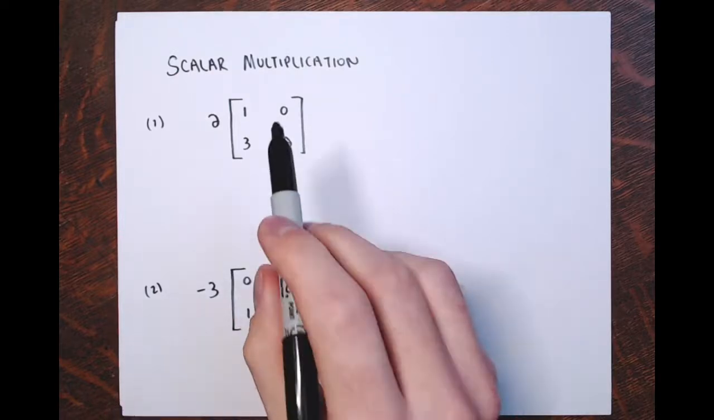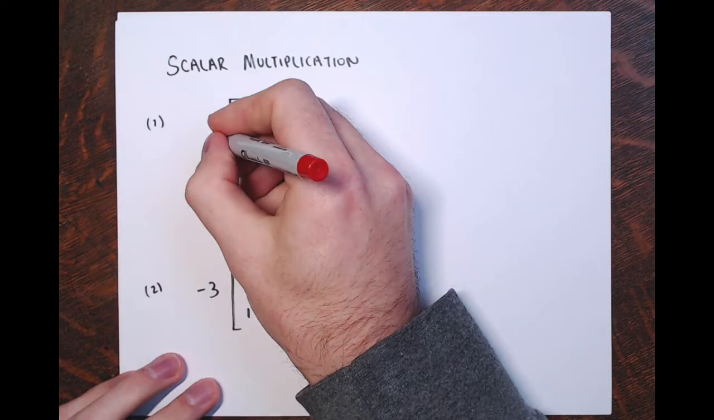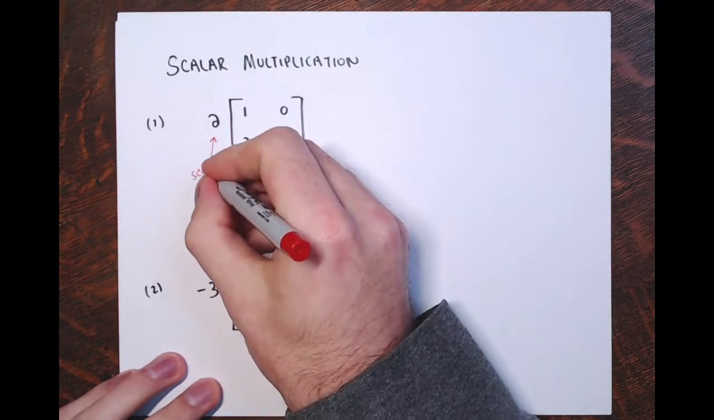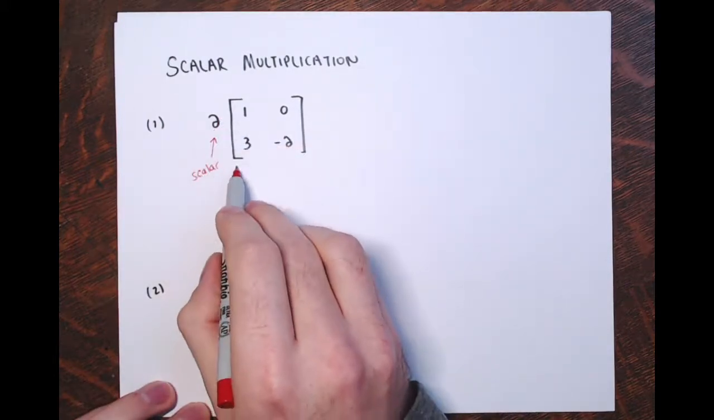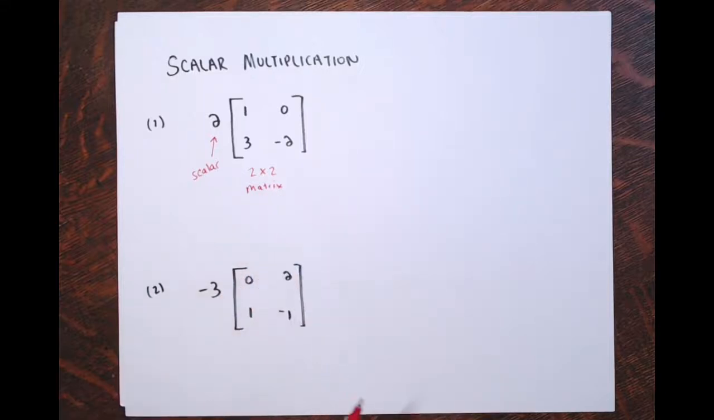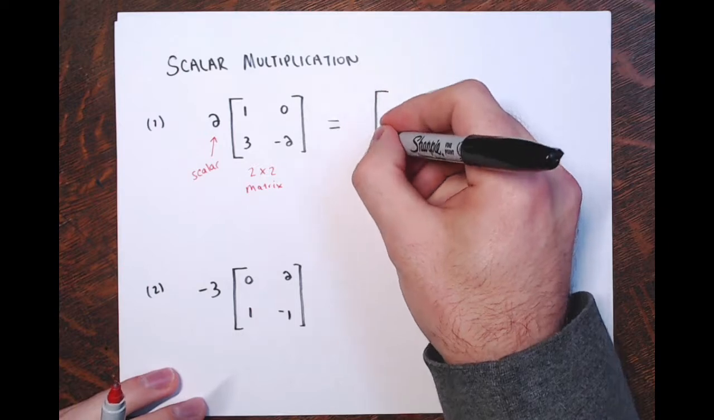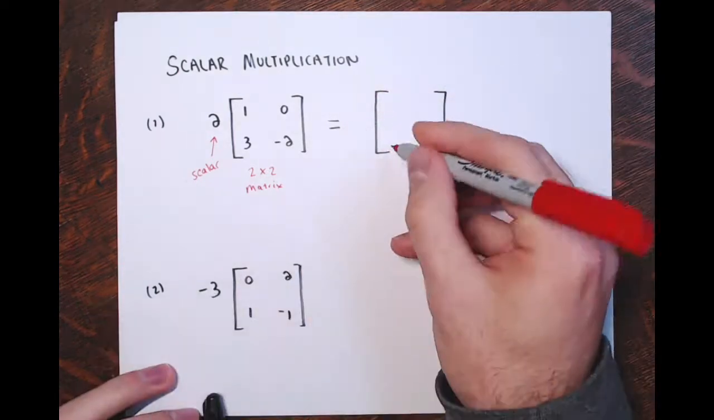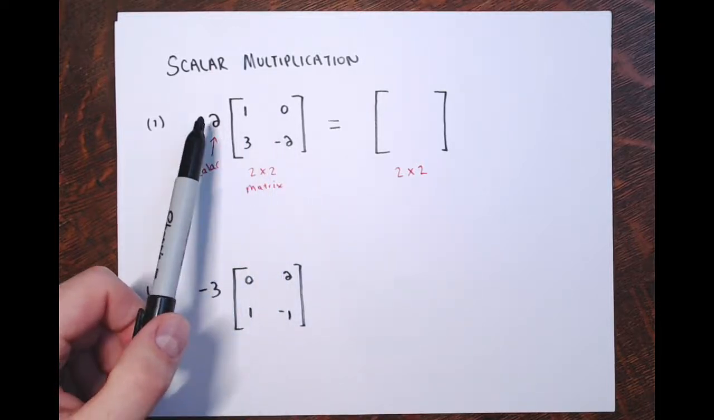So when you multiply a matrix by a scalar, right? So again, this number out here, a scalar is just a real number. So just a single number. So this is a scalar of 2 multiplied by a 2 by 2 matrix. Now, when you multiply a matrix by a scalar, the size does not change. So this will be equivalent to another 2 by 2 matrix. The size doesn't change. I'll just put 2 by 2 over here. Okay. And it's very simple. You just multiply every entry in that matrix by the scalar.